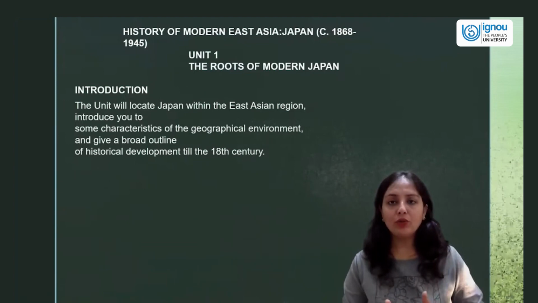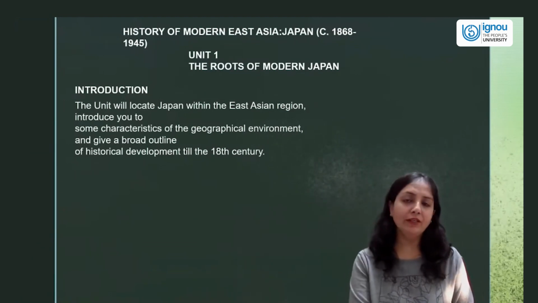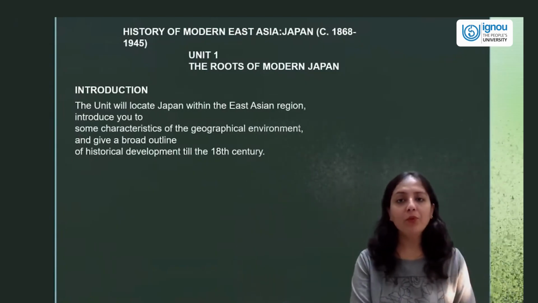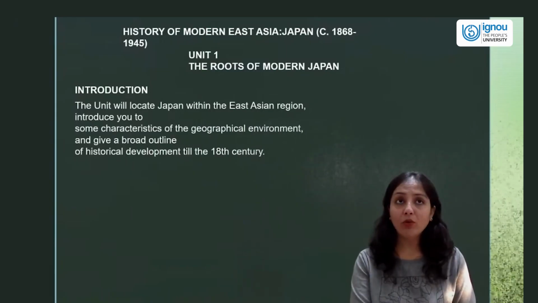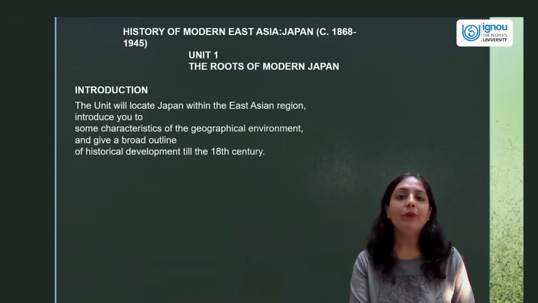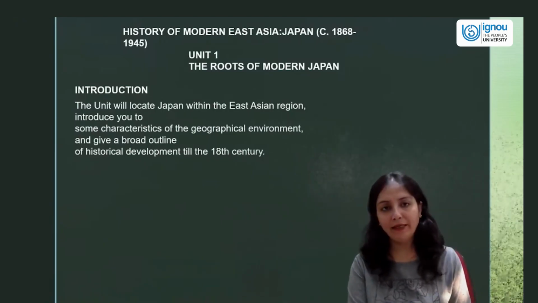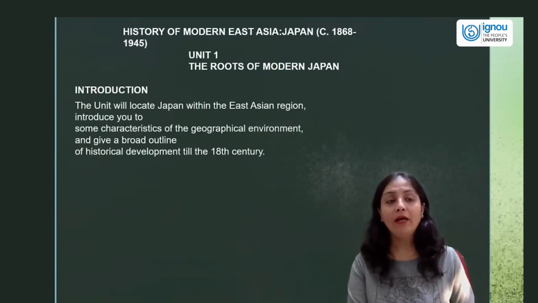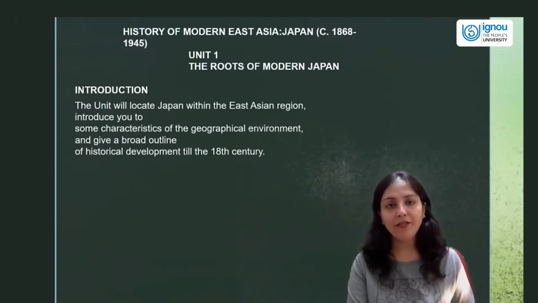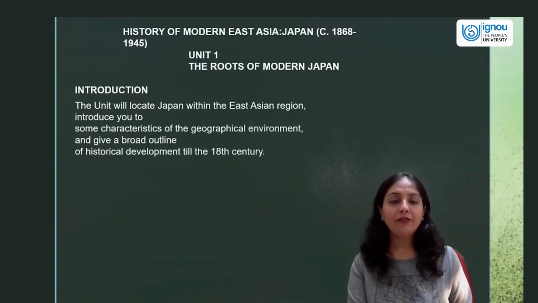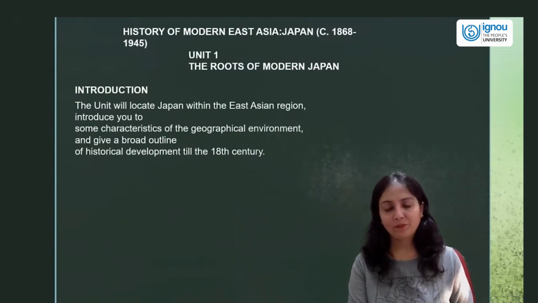And we are going to study about Japan and the connection of Japan with other countries, export, import, and what was the condition of Japan, and what about the emperorship and the empires run by Japan at that time in 1868 to 1945. This is the time period which we are going to study in this class. And this is unit 1, the roots of modern Japan.